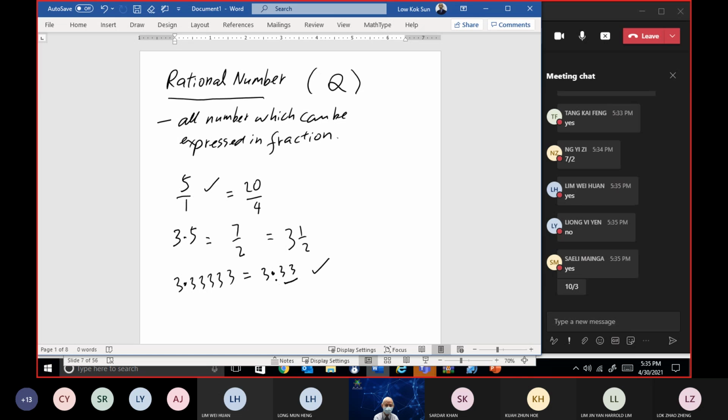Now, because I know the rhythm is 3.33333. It is recurring, okay? So when you see a number which is recurring, it is a rational. Even though it goes until infinity, until 1 million decimals, it is still the same rhythm, okay? So it's a rational. I put a tick. This one is also rational.